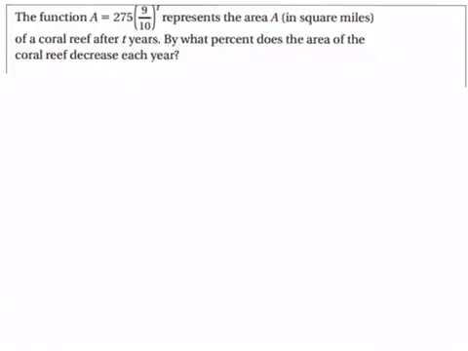This next one is very similar, but instead of a decimal, we are given a fraction. So we have this 9/10, and we're talking about the area of a coral reef in square miles. And unfortunately, that does decrease. So what percent does this coral reef decrease each year? So we have that 9/10 in the parentheses, and we just have to know the specific rate that it's decreasing at.